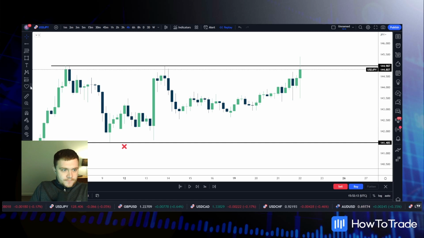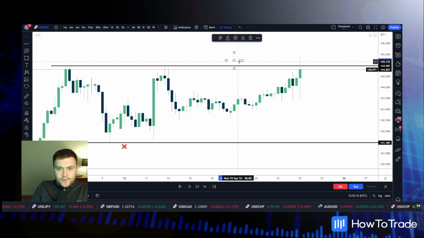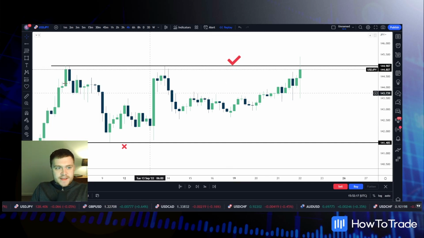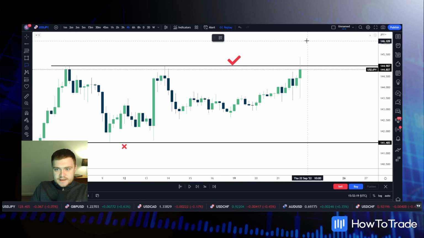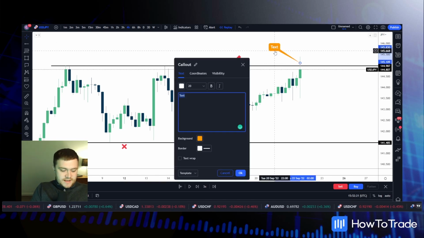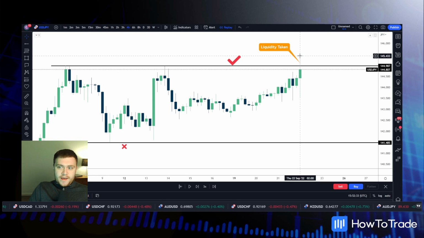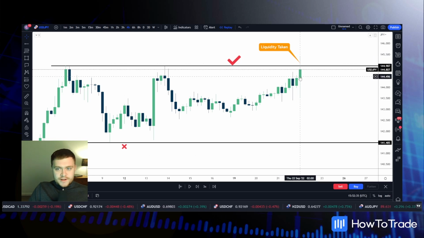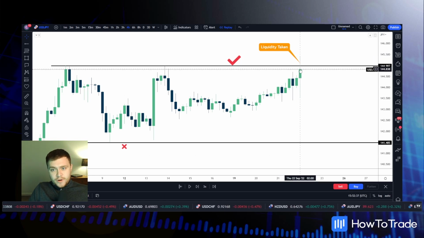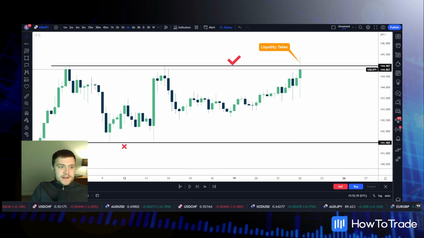Now, this is liquidity which is taken. This is a fake out. This essentially means that all of these stop losses that were sitting above this high, and also the buy stops as well, have been triggered and taken out. So liquidity taken. Now, an aggressive way in which you could trade this is as soon as we get that wick above the range or below the range, and we get a closure below that we see here, that's when we can enter the market.